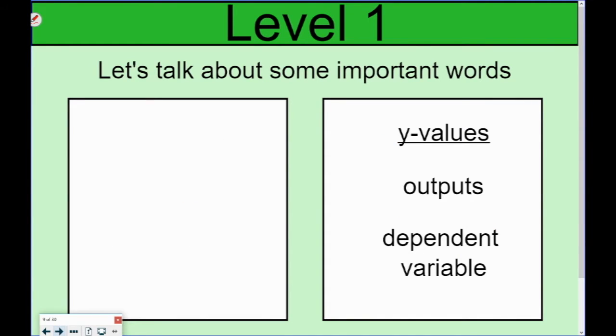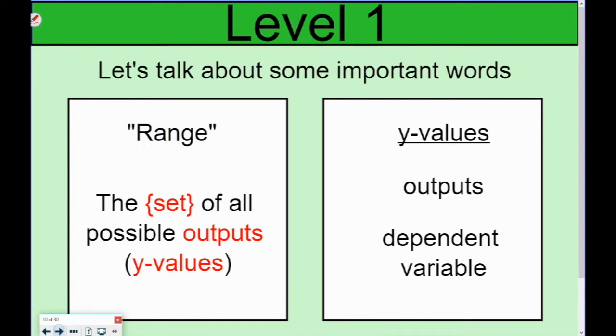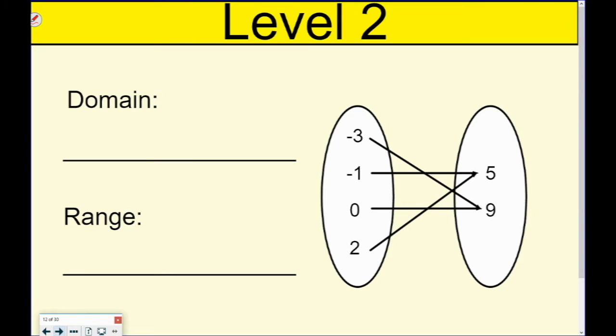So let's go back to y values. What do you think y values would be? Well, it's called the range. And the range is the set of all possible y values, or outputs, which is y values. So let's look at what this is going to look like for us.